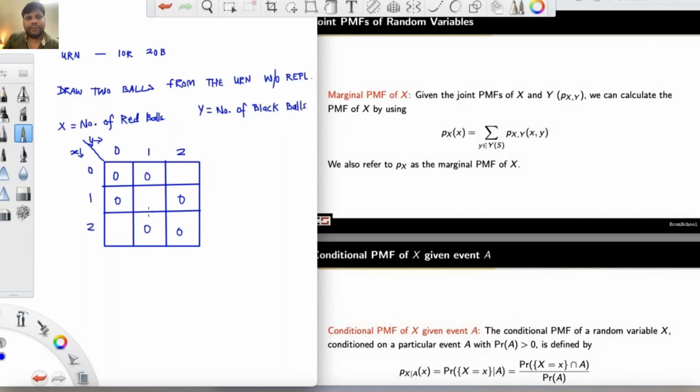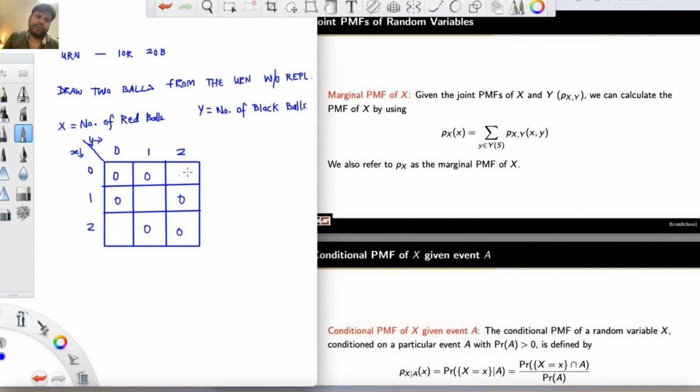Professor, yes or no? 0 x and 1 y, why is it 0? If you're drawing 2 balls, one of them is, let's say, a black ball and there is no red ball, is that possible? Understood. Okay, that's not possible, right?